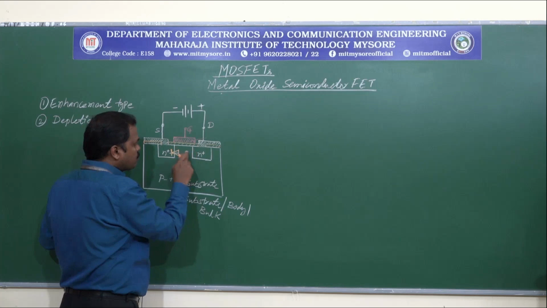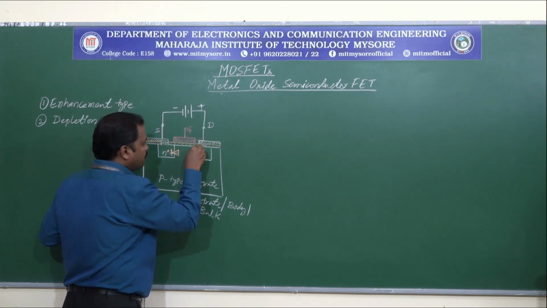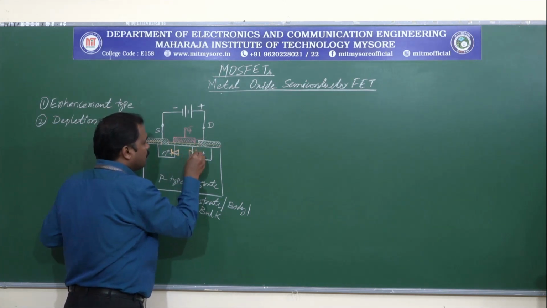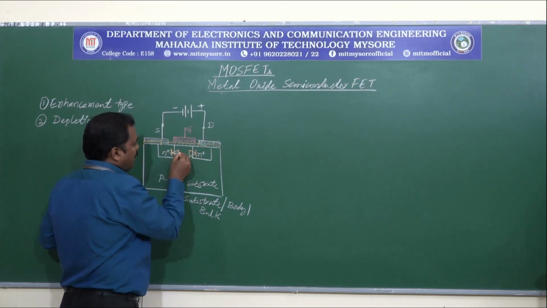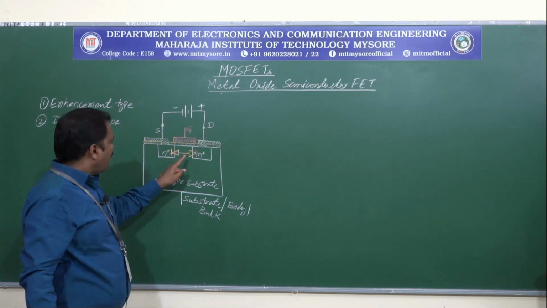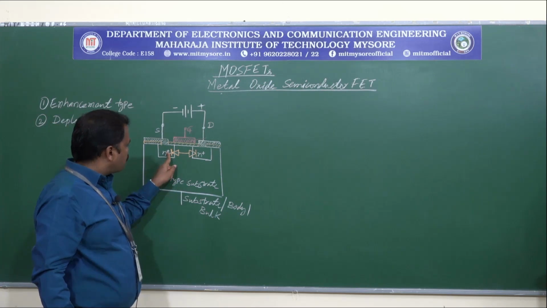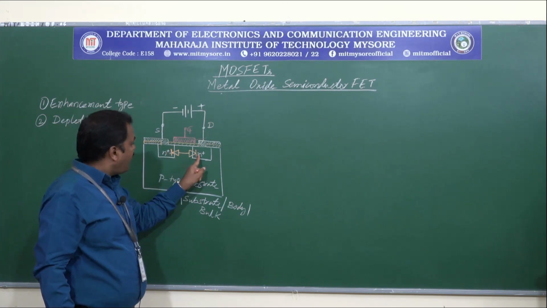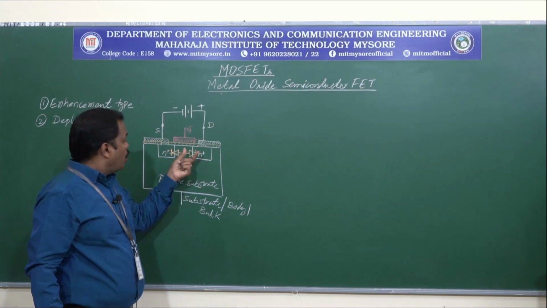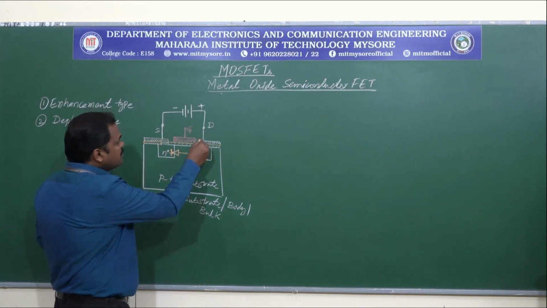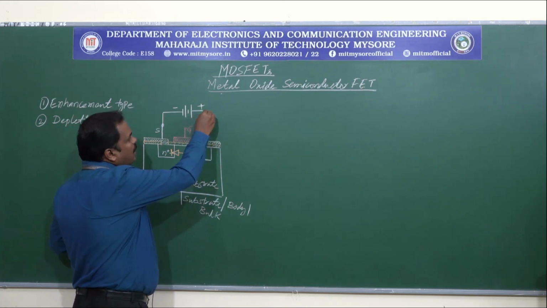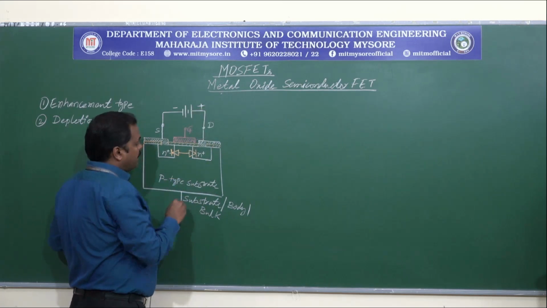This forms a diode, this also forms a diode like this, because this is N region, this is P region, and these two are connected. So what we have here is the N plus source, the P-type substrate and the N plus drain forms two back-to-back connected semiconductor diodes.